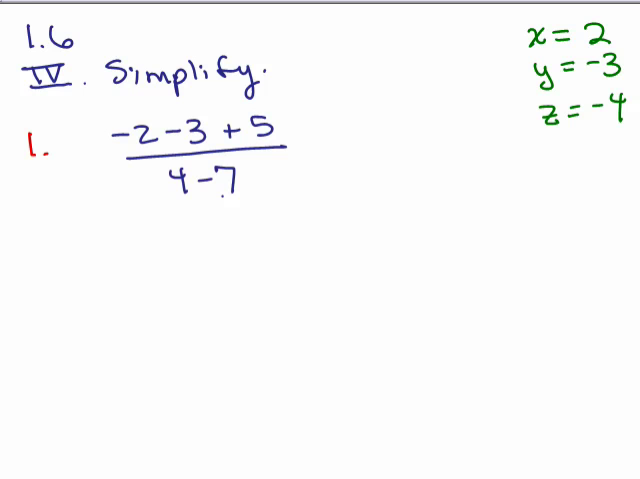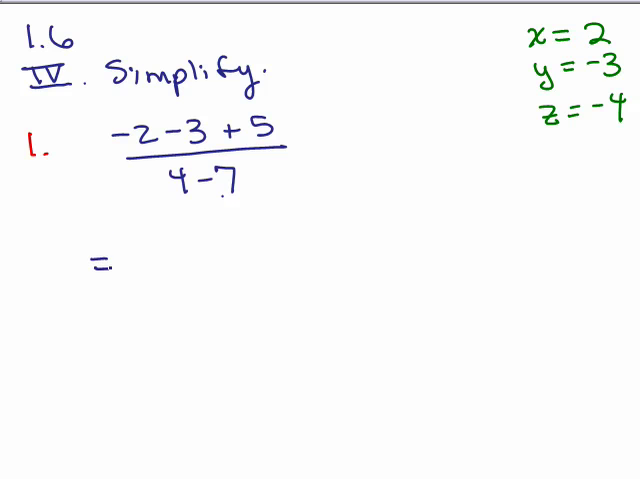All right, we're continuing with problems out of Chapter 1, and we're doing some from 1.6. Make sure you see the video on multiplying and dividing by 0 to do these problems. These are some special cases. We're going to simplify these problems if they're just numbers in them. If there's variables, we're going to use these values for x, y, and z. X is 2, y is -3, and z is -4.